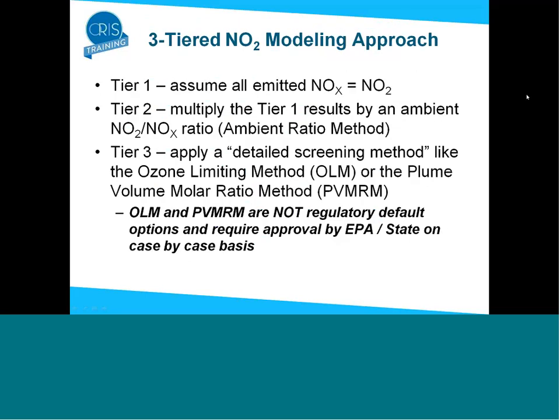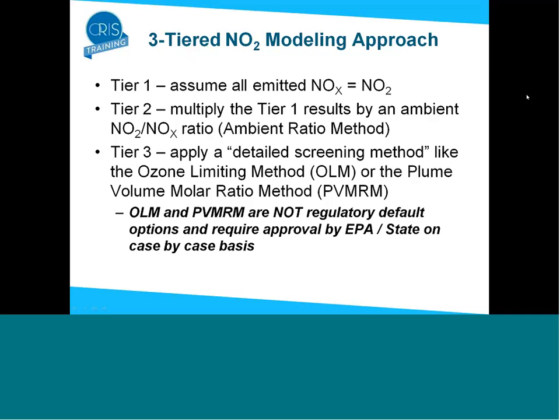Now the three-tiered approach, which I started mentioning at the very beginning of this, and again, if you've been modeling for a while, this is all kind of just a rehash. Basically, the first tier assumes that all the emitted NOx that's coming from your source or sources is NO2, which is, again, very conservative. And if you can show that you meet the NAAQS, or if you're below the significant impact level, assuming that all the NOx is NO2, then that's fine. But probably, as a general rule, that is not going to be the case.